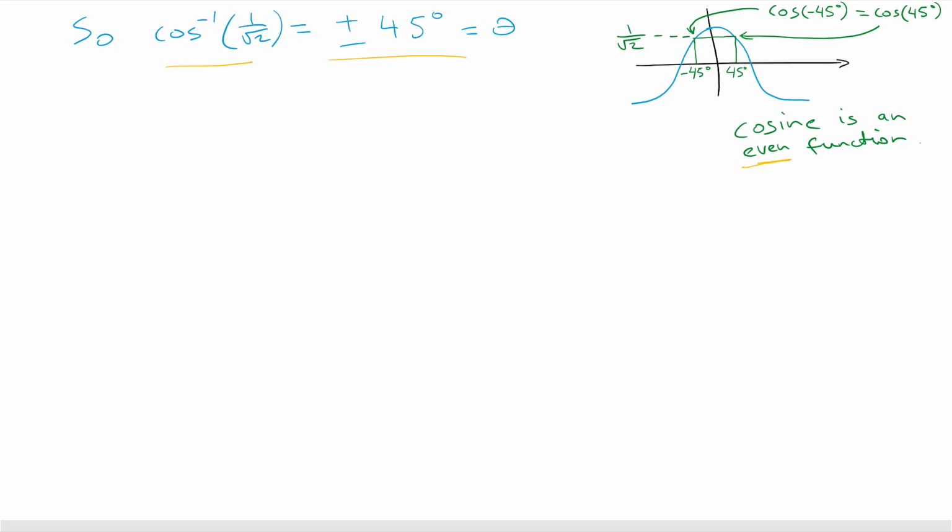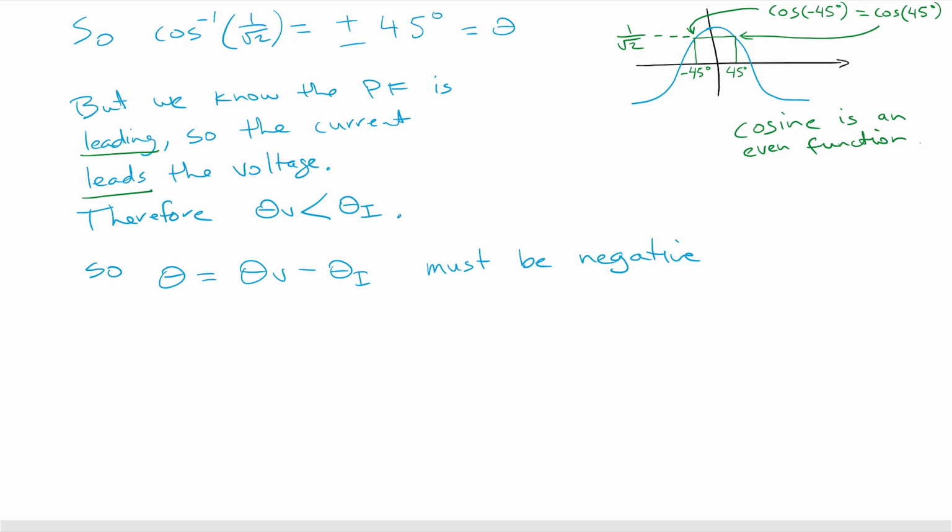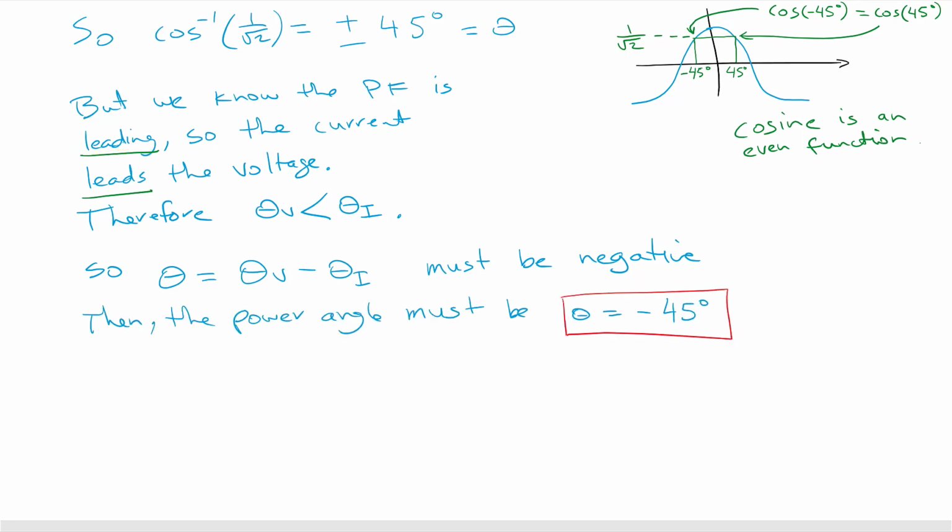However, cosine is an even function, and we don't necessarily know whether it's going to be minus 45 degrees or plus 45 degrees. But we know the power factor is leading. We've been given that in the question, so the current leads the voltage. So that means that the phase of the current is greater than the phase of the voltage. So, in terms of our power angle, theta v minus theta I, we know that that must be negative, because the power factor is leading. So then, we know that the power angle must be minus 45 degrees. So that's the solution to that example problem.